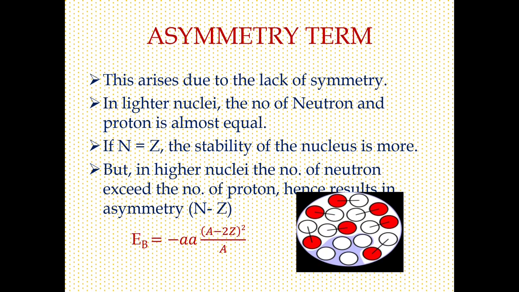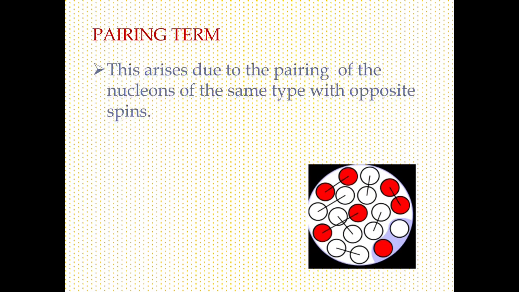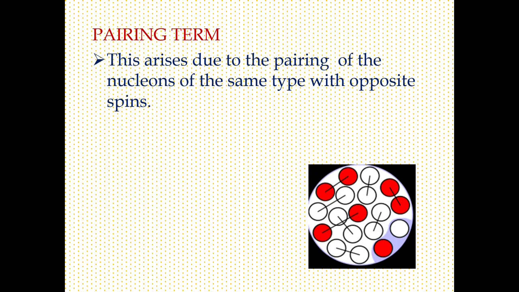Because of this, we get this asymmetry energy term, and this asymmetry energy term also tries to decrease the binding energy of the nucleus. And the fifth contribution comes from the pairing term. This pairing term energy arises due to the pairing of nucleons of the same type with opposite spins. In the diagram you could see a proton-proton is linked, a neutron-neutron is linked. A proton-proton can be linked, but these two protons may not have the same spin.